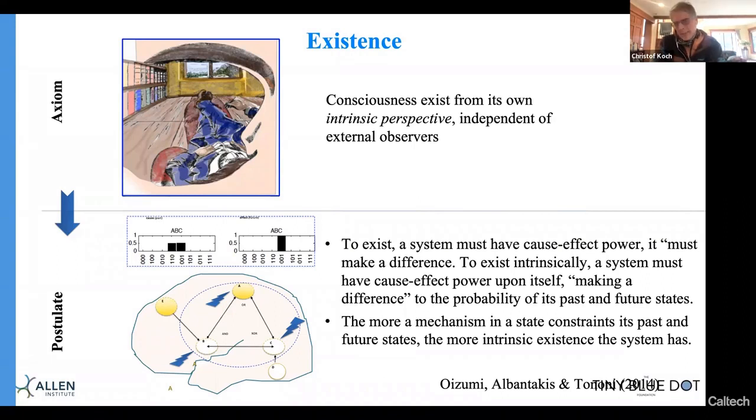So this is the postulate that translates the first axiom of existence: consciousness exists from its own intrinsic perspective. You take this power approach, intrinsic causal power. You ask, how much intrinsic causal power does the system have upon itself?